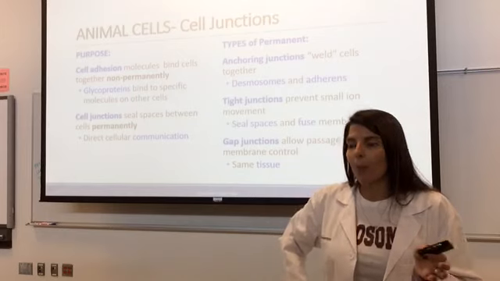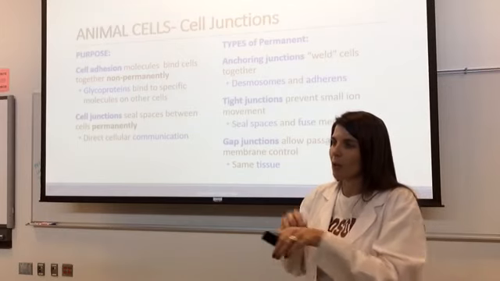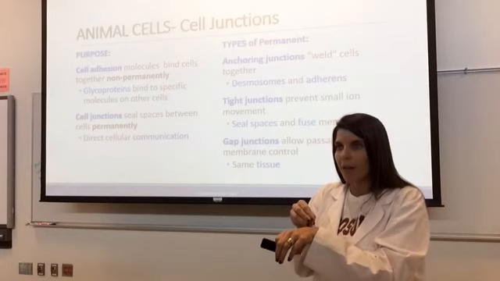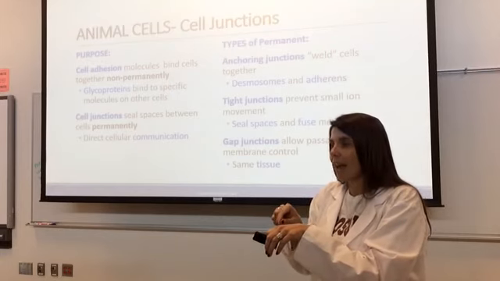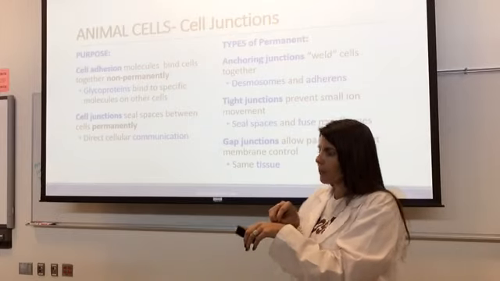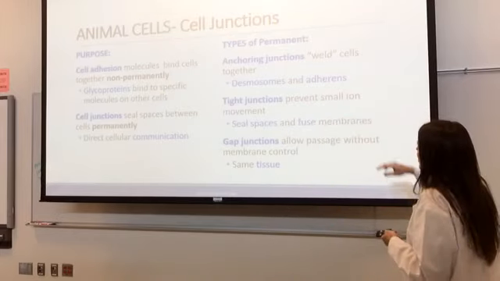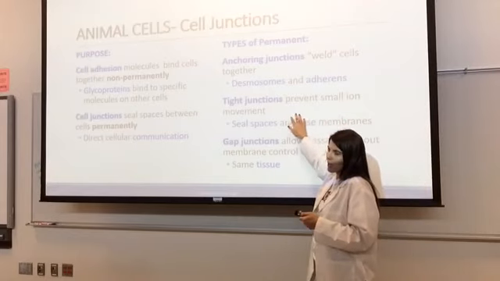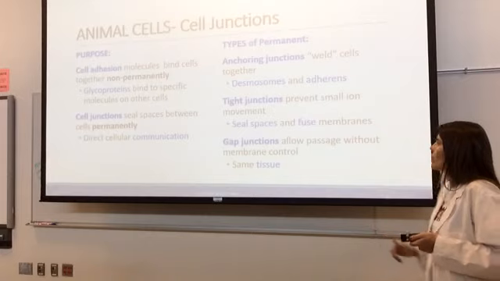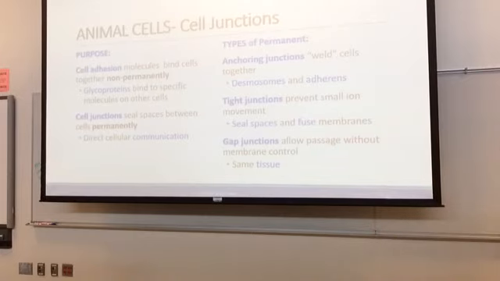When I used the example the other day of your skin cells, and I said when you get sunburned and they kind of hold together, it's because they're stuck together. They create a tissue. It's anchoring junctions that hold your skin cells together. Your brain cells are held together by tight junctions, and your cardiomyocytes, which are your heart cells, are held together by gap junctions. Those are just a couple of examples.